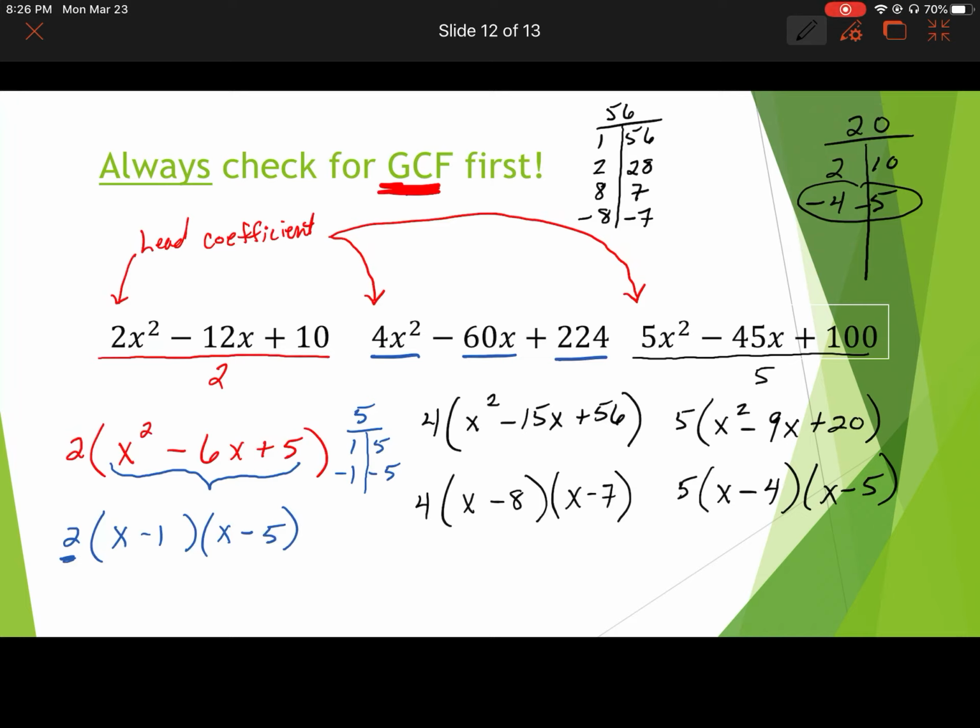Okay, and again, this is one of those things where the more you do it, the easier it becomes because you start remembering all your different product facts and factor facts, so it goes a little quicker.